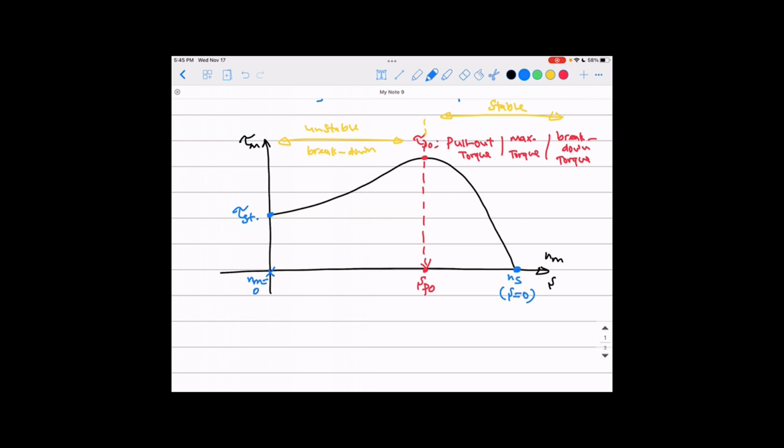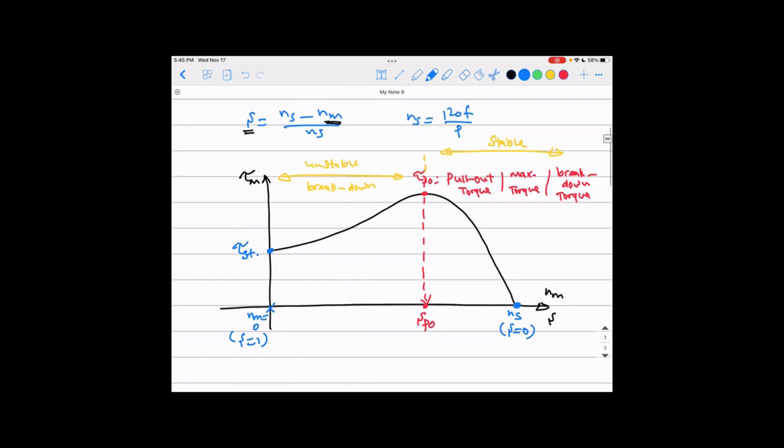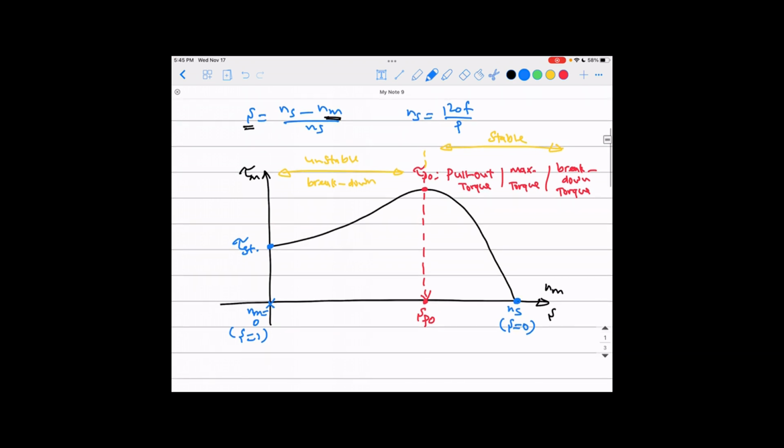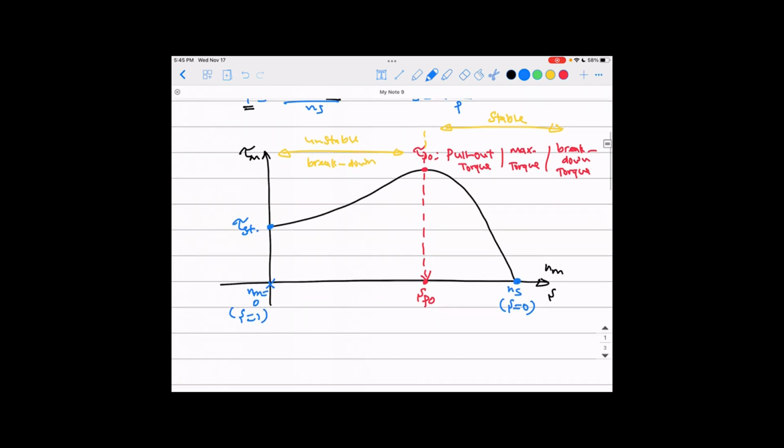On the other hand, here where the mechanical speed equals 0, the slip equals 1. Again, the slip equals (ns minus nm) over ns. So with mechanical speed 0, the slip equals 1. That's why I'm saying the horizontal axis here can be the mechanical speed or the slip, so you can just play around with them. But they're just reversed in direction.